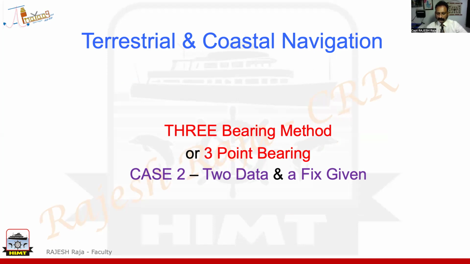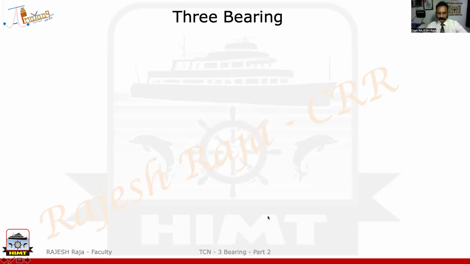Earlier, I had done one case which had a different type of data. So I'm going to do case number 2. And you can see in the title itself, I've written that out of the 6 data normally you are given in any chart triangle, I'm going to give you 2 data and a fix. So this is what I'm going to do in this case.